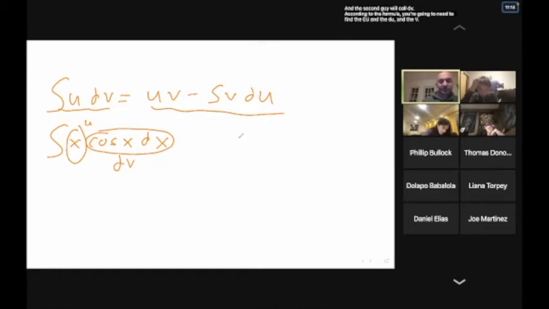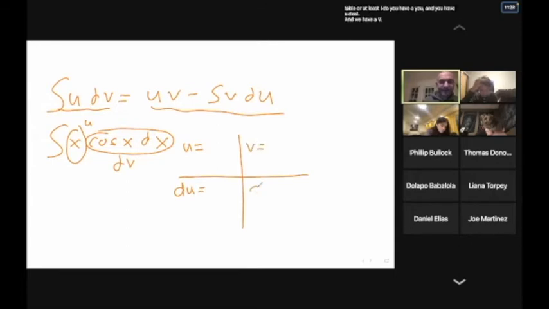According to the formula, you're going to need to find the u and the du and the v. So what happens now is actually pretty nice. We make a table, or at least I do, and you have a u, and you have a du, and we have a v, and we have a dv.